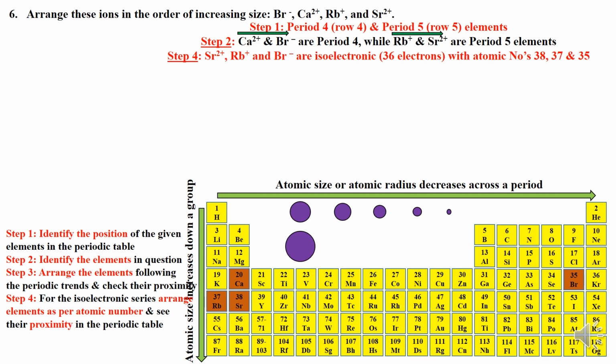Bromine, atomic number 35, rubidium, atomic number 37, and strontium, atomic number 38. Among the given 4 elements, bromine, rubidium, and strontium are in close proximity in the periodic table. And this is a clear hint that these 3 elements may belong to the isoelectronic series. And they do belong to the isoelectronic series. So strontium, rubidium, and bromide ion are isoelectronic in nature with 36 electrons each, with atomic numbers 38, 37, and 35.